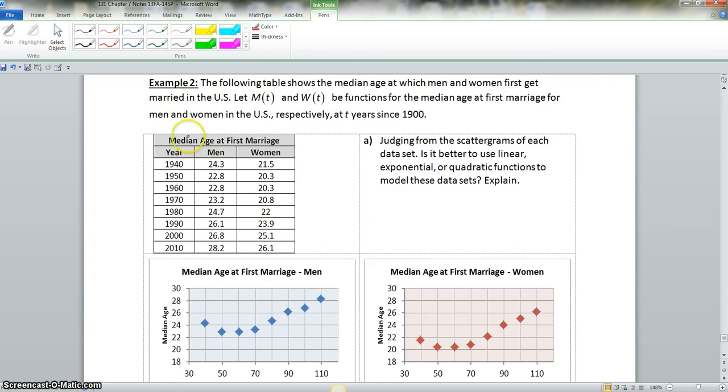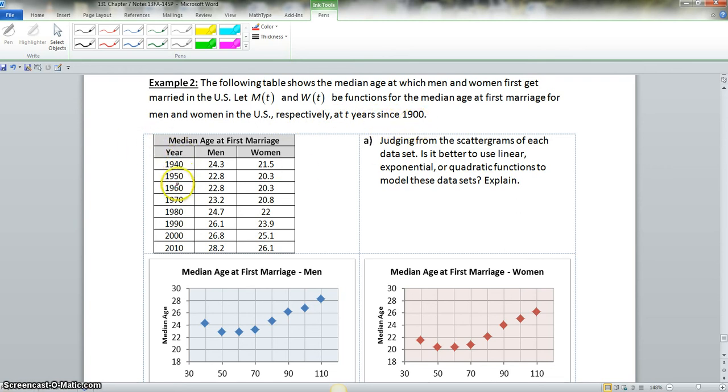Now we go to the next page, example 2. The following table shows the median age at which men and women first get married in the U.S. Let M of t and W of t be functions for the median age at first marriage for men and women in the U.S. respectively at t years since 1900.